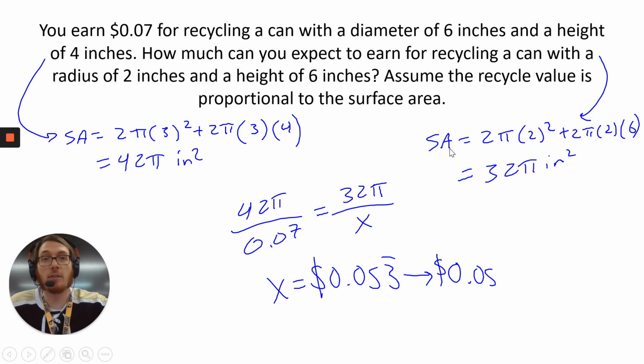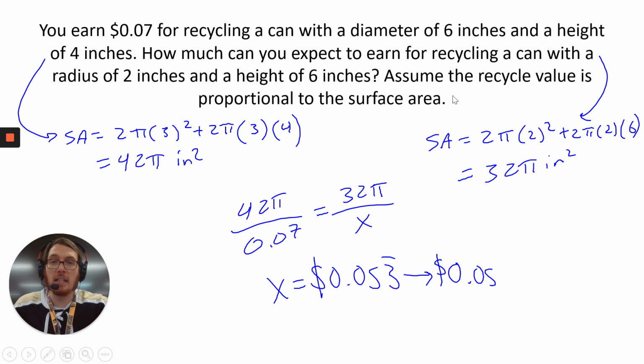How much can I expect to earn by recycling a can with a radius of 2 inches and a height of 6? This one I don't have to divide the radius because it's already given to me. So 2 pi times 2 squared, because the radius is 2, plus 2 times pi times 2 times the height of 6. I find that number is 32 pi.